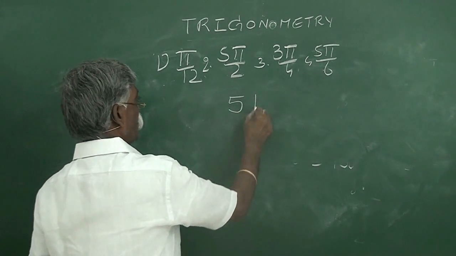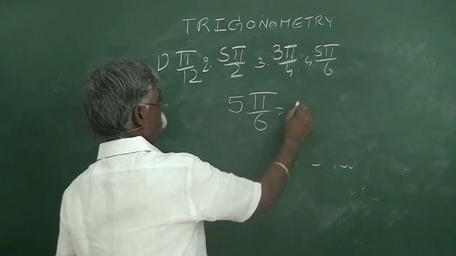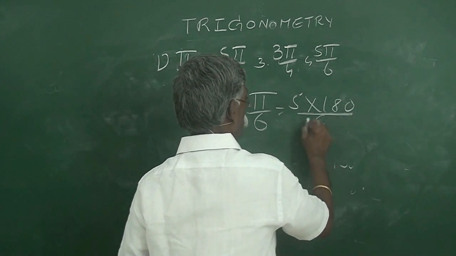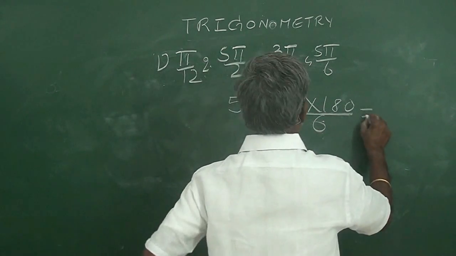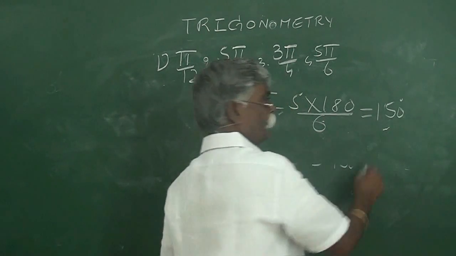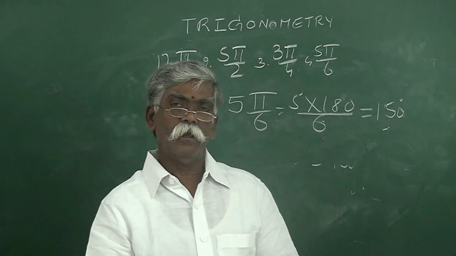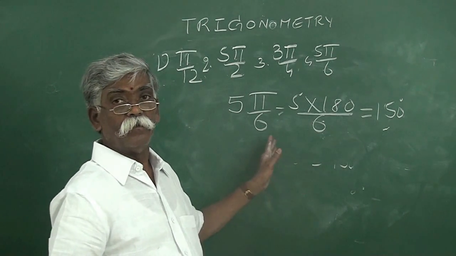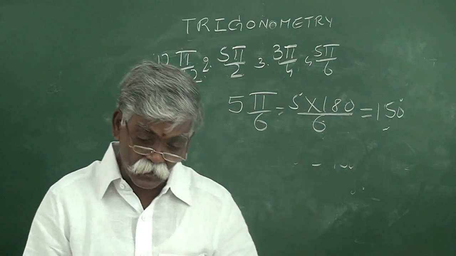Now 5 pi by 6 is 5 into 180 by 6 degrees. Therefore this is 150 degrees. So this is the way in which we convert the radian measurement into sexagesimal system.